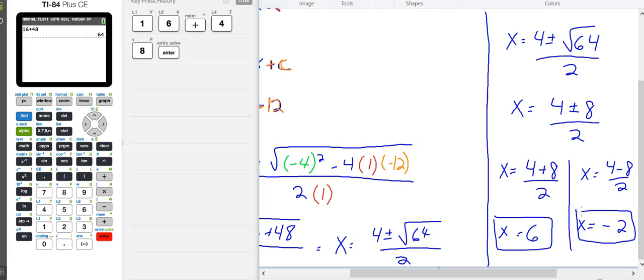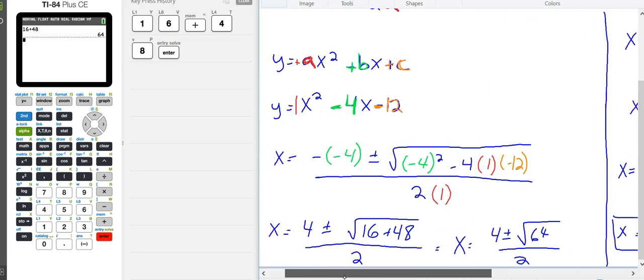So the two solutions of this quadratic equation are x is equal to 6 and x is equal to negative 2, which means that this graph crosses the x-axis. It has roots at x is equal to negative 2 and at x is equal to 6. Let's see if that's true. We can graph it on the calculator.